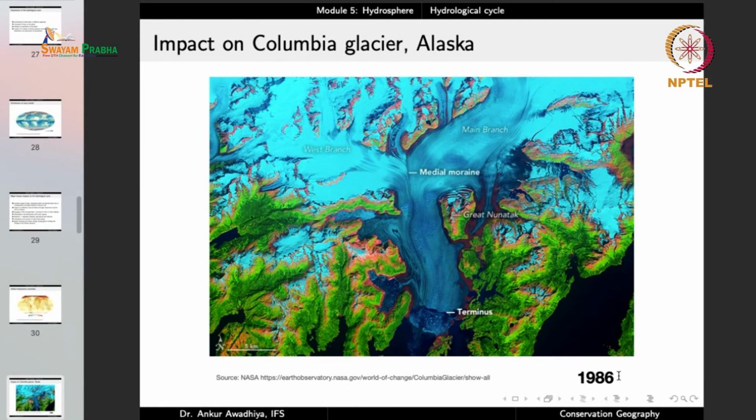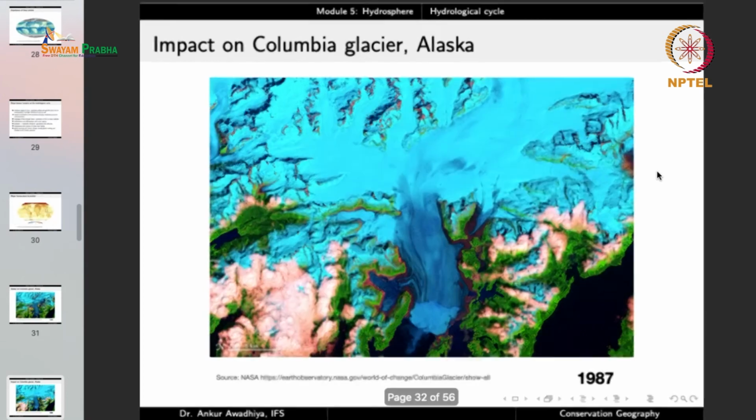Now in this case, this is an image from 1986, and we find that this Columbia Glacier has a west branch, it has a main branch, there is a medial moraine in between, and this is the end of this glacier. So this is a pretty large size glacier. This scale is 5 kilometers. So the width of the glacier is somewhere around 3 kilometers in this area. And it is getting ice and snow from all of these different areas.